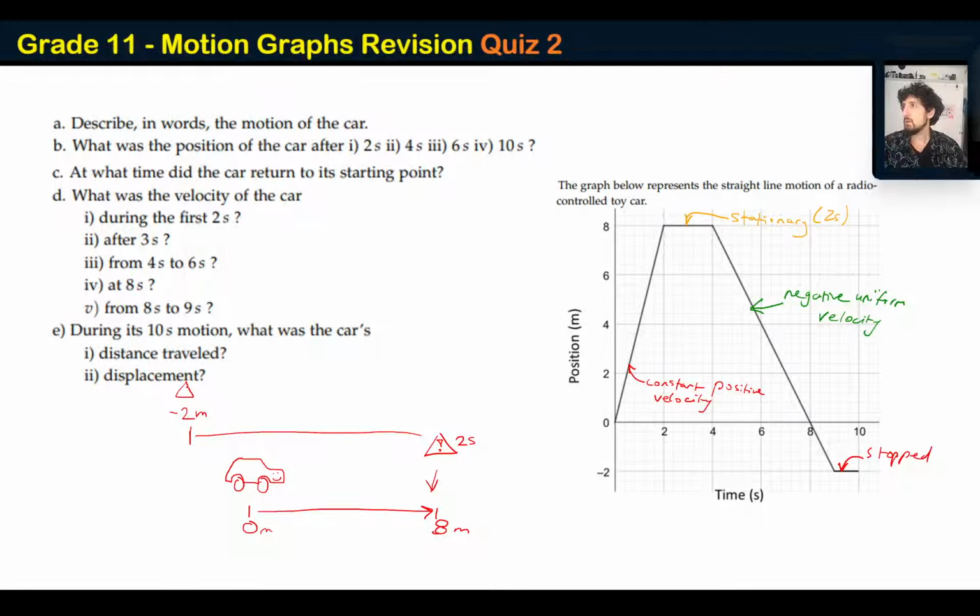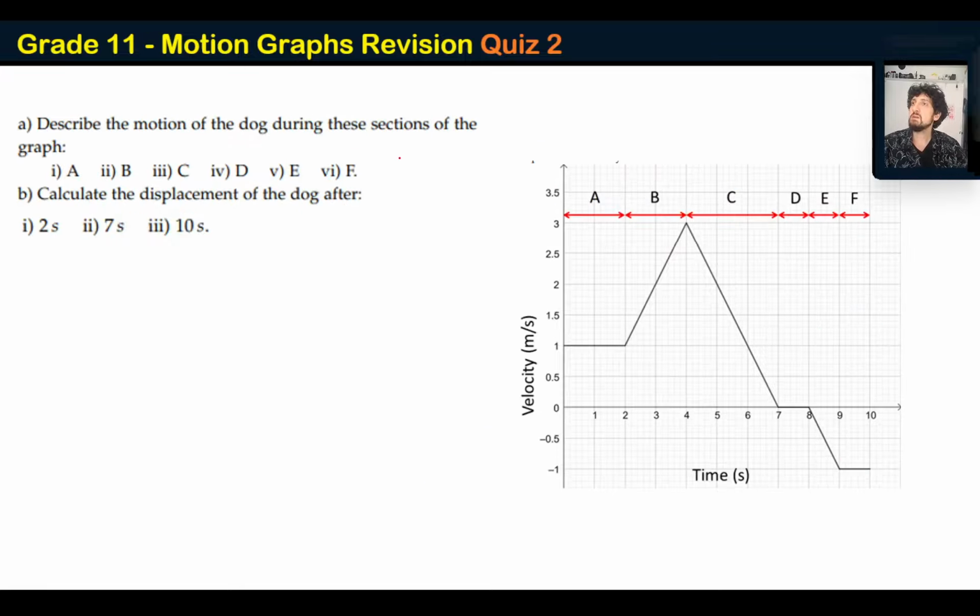So that's the initial part, 1, and then that's 2, and then that's 3, it went that way, and then 4 is this part here. 1, it went forwards, then it stopped for 2 seconds, then it went backwards, and it stopped for 1 second. Okay, what was the position of the car after 2 seconds? Well, after 2 seconds, it was at 8 meters. And if you want to be more specific, you can say positive 8 meters.